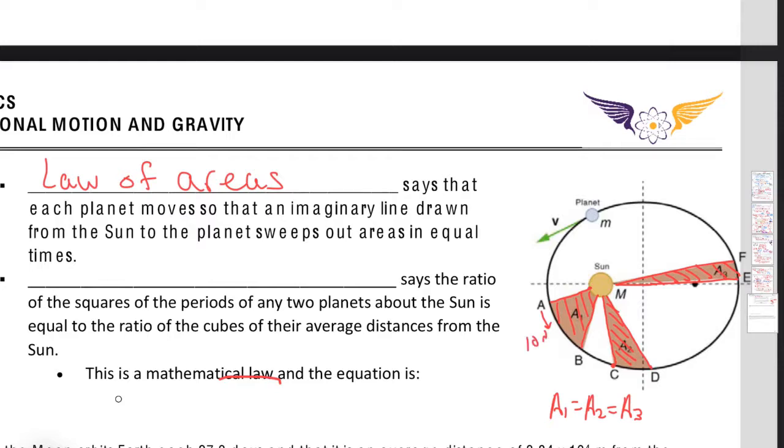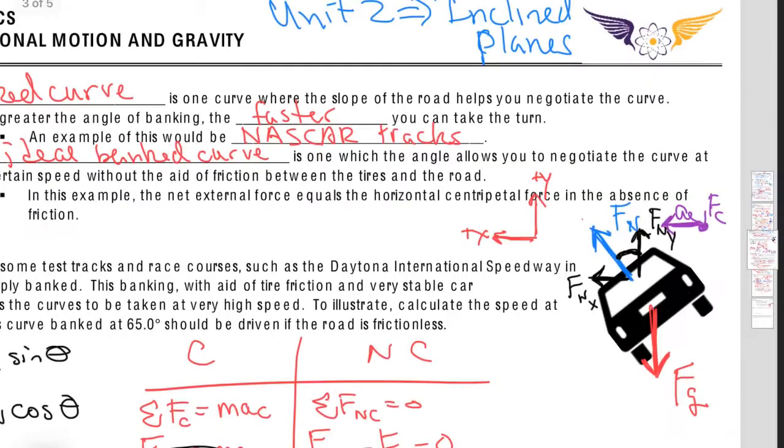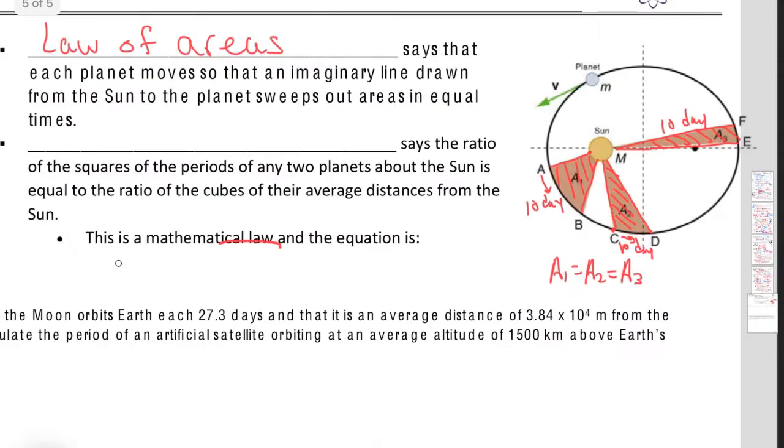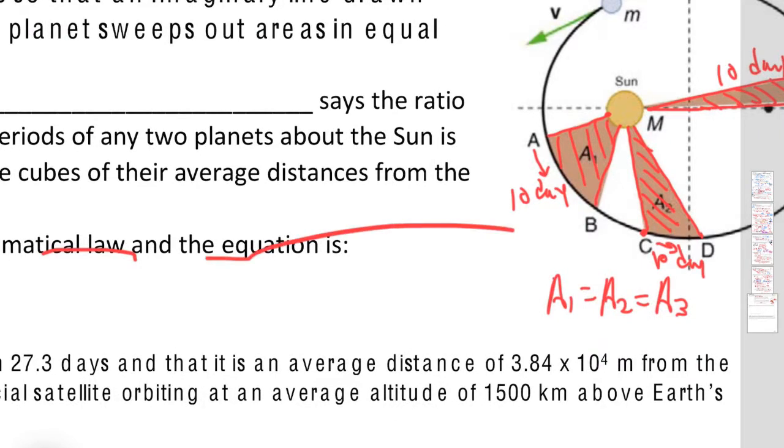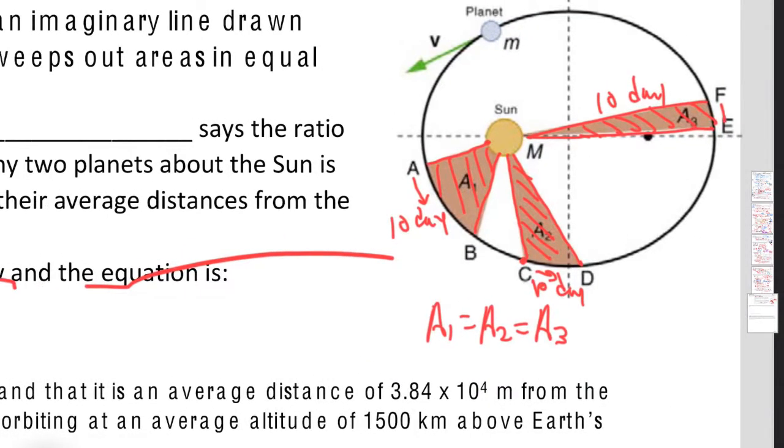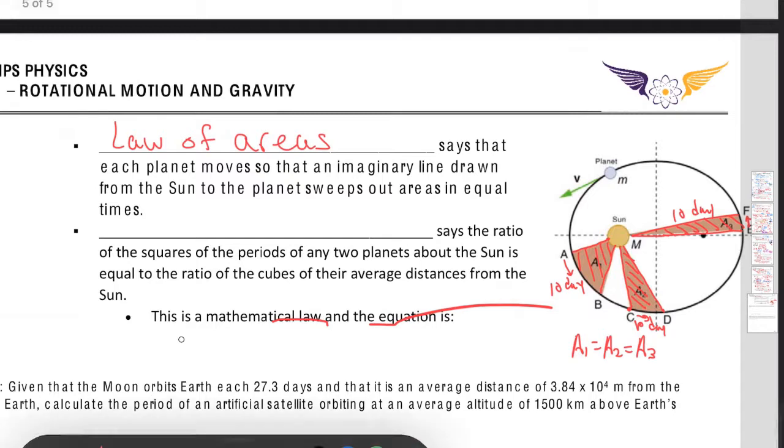So let's say this is a 10-day period. This is a 10-day period. This is a 10-day period. And so as long as the time frames are the same, they're going to sweep out equal areas. So as long as they're equal time frames, all those areas would be the same. And this is very characteristic: whenever the planet is further away from the sun, it moves a lot slower than when it's closer to the sun.